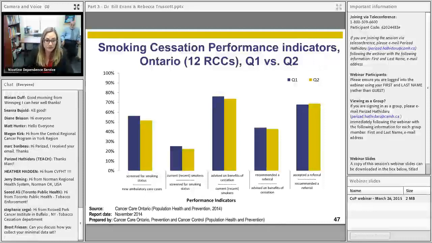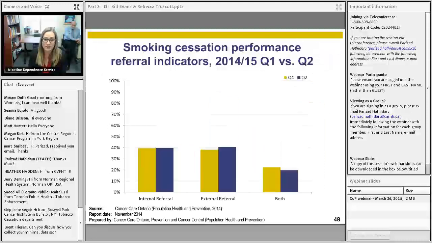We've got a prevalence of recent tobacco users at around 25%. And of those that are current smokers, we are advising between 70 and 80%, so probably around 75%, on the benefits of quitting smoking. And of those that are being advised, a referral for further cessation support is being recommended to over 40% of the population. And about 70% are accepting that referral for further support.